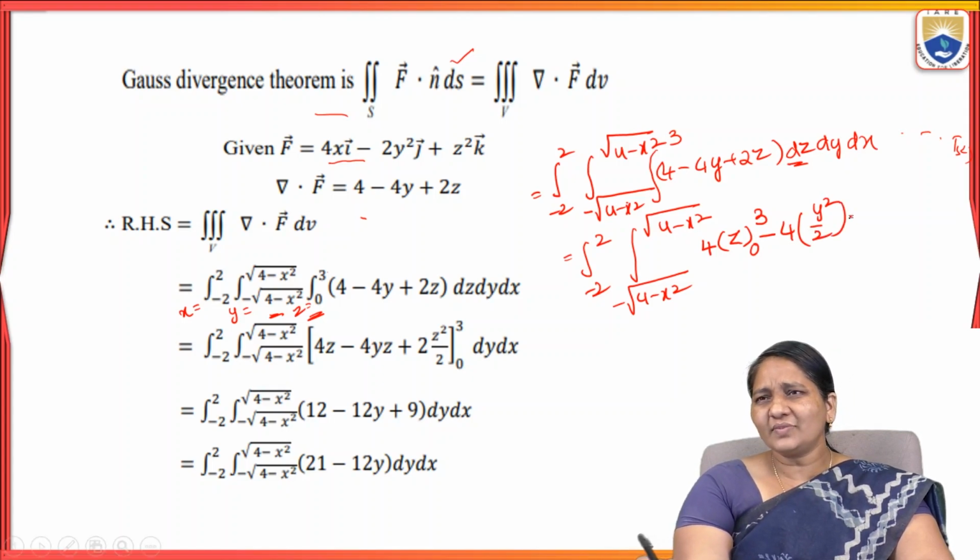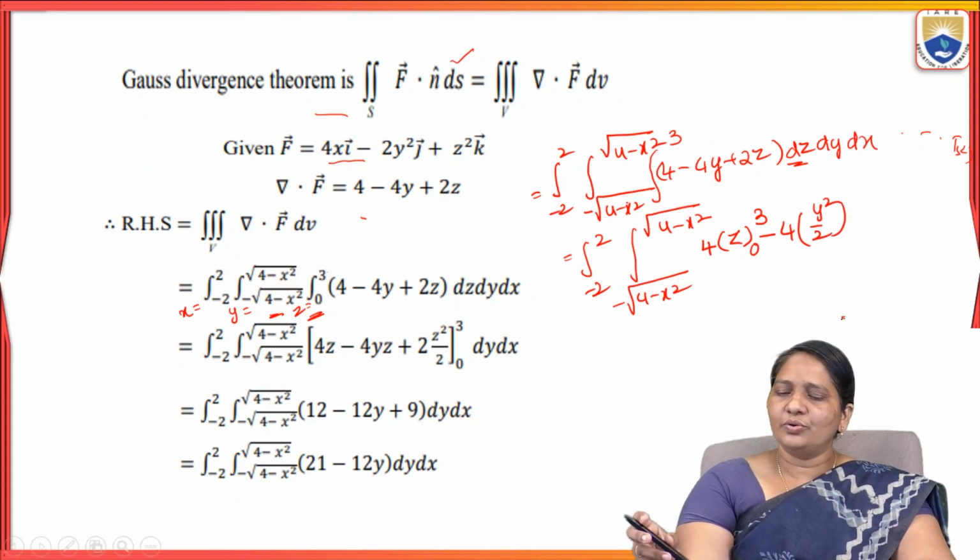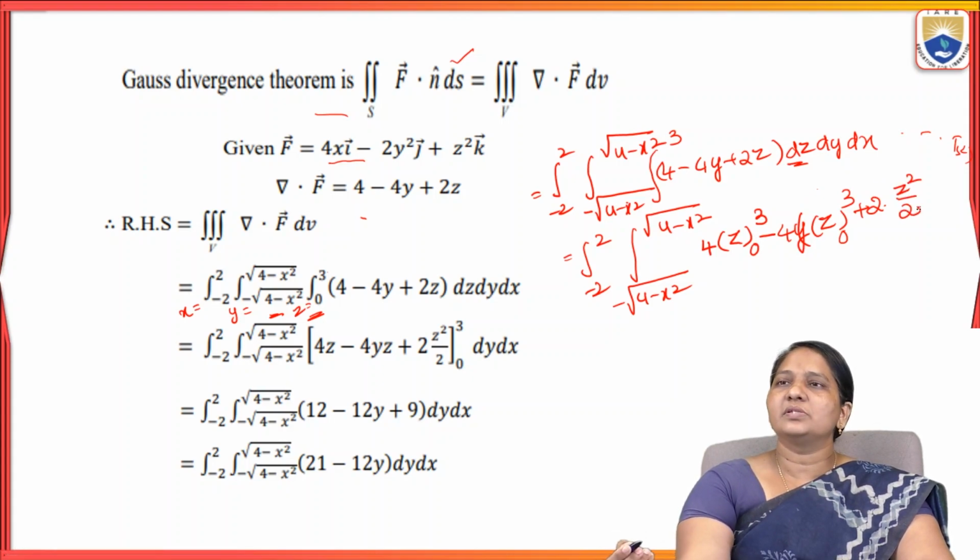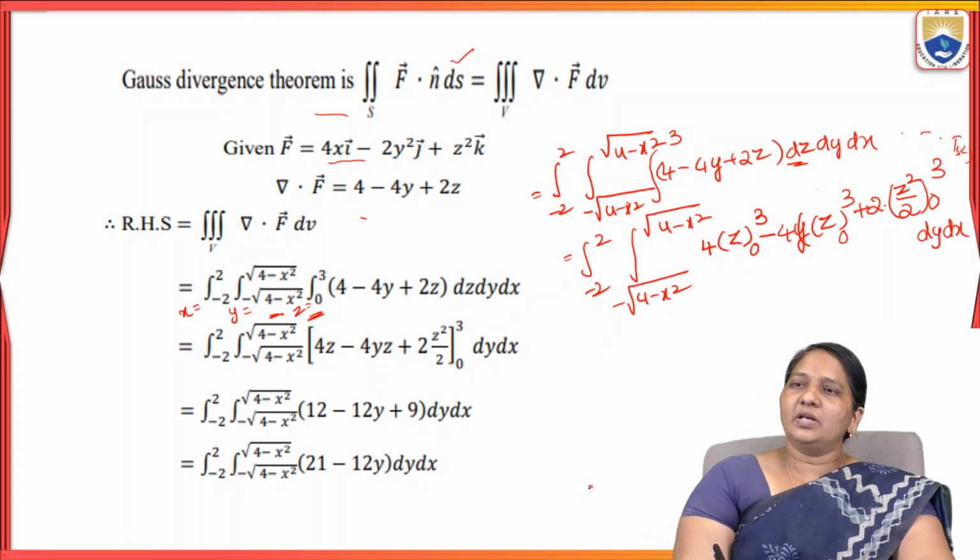Can we integrate with respect to y here? No, this is with respect to z, so 4 and y both are constants. So we have 4 and y, integral dz with limits 0 to 3, plus 2 into integral z dz, which is z square by 2, with limits 0 to 3, dy dx. Here the 2 will be cancelled. So finally I am simplifying here.